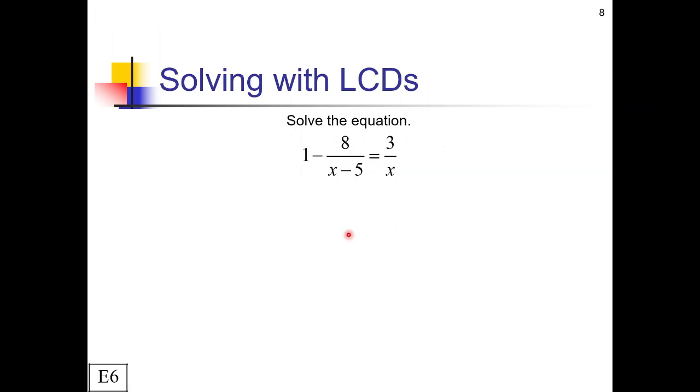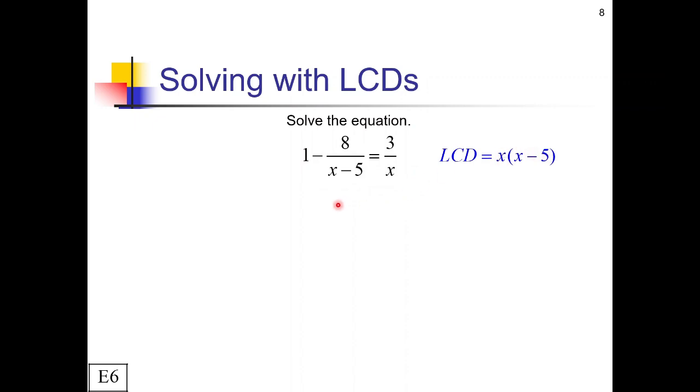So here's another example with two terms on one side. Pause the video and give this one a shot. So our LCD this time around, this 1, by the way, you could think of it as a fraction with an invisible 1 underneath. So really the only non-1 things, we have an x here and this x minus 5, and that's it. So I'm going to multiply all my numerators by x(x minus 5).